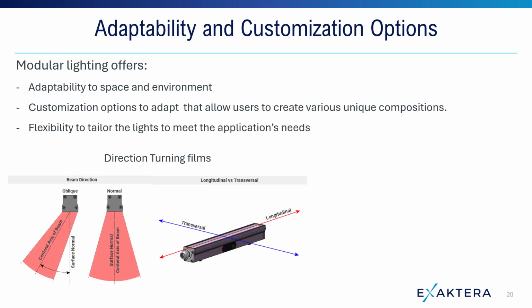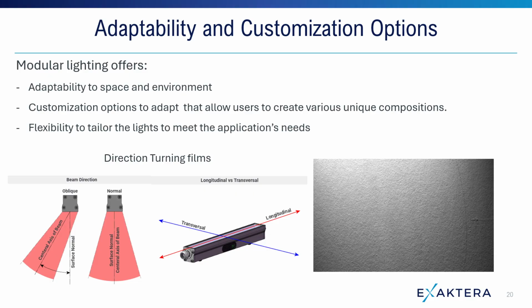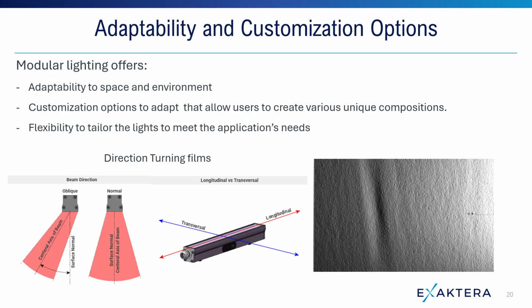For example, direction turning film can be used to create a dark field effect where surface features like scratches, bumps, or wrinkles need to be highlighted against a darker background. This oblique lighting technique is particularly useful for inspecting planes where subtle features or imperfections need to be detected.